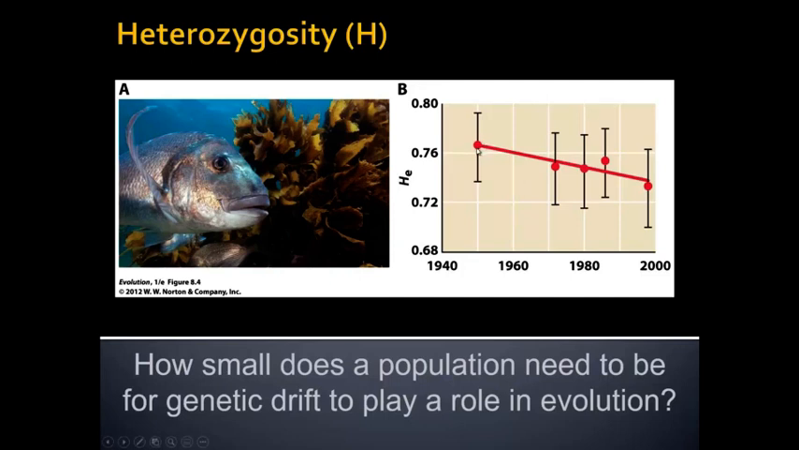Okay? And so if we see overall heterozygosity dropping, and remember, if this is really a good estimate over the entire population, then this is showing that there's something going on. And the most common, easiest explanation for why heterozygosity would go down is genetic drift. So this is a sheep's head fish, the population off the coast of California. They've been under some fishing pressure, so their populations have dropped.